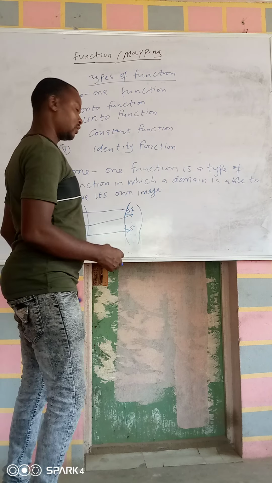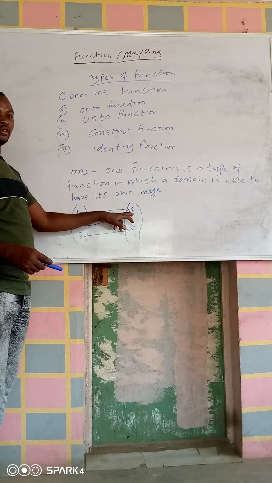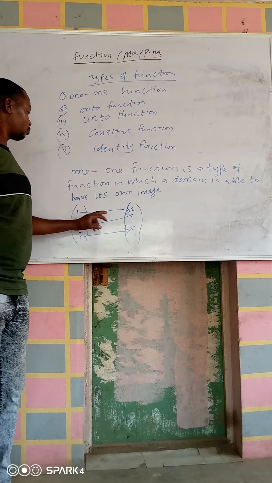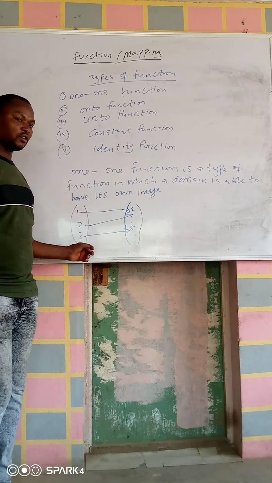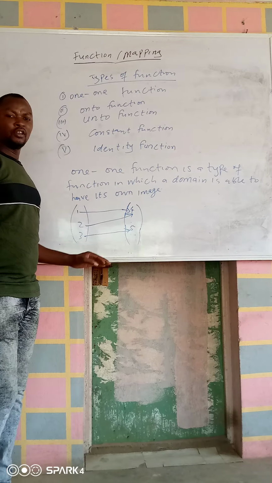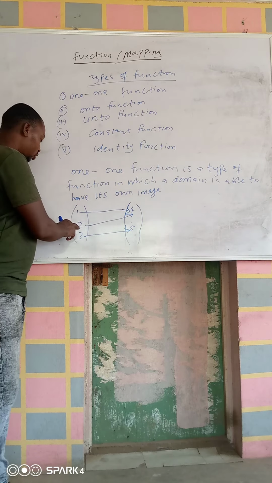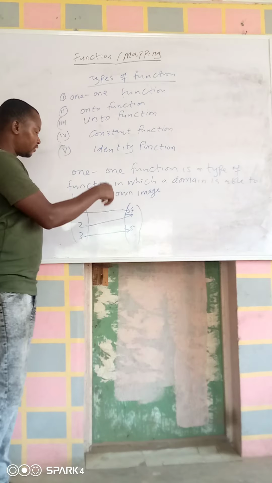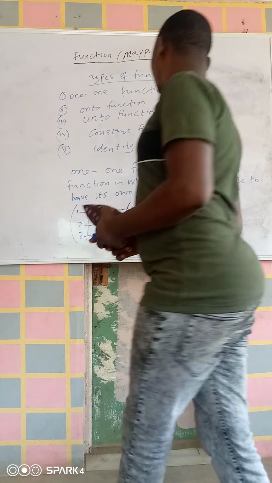So you can see this 1 and 2 was able to have an image. Yes, this 1 and 2 was able to have 4 as an image. So this kind of situation is not a 1-1 function. It's not a 1-1 function because these two should be able to have their own image. So when we have something like that, it's a function, but not a 1-1 function.